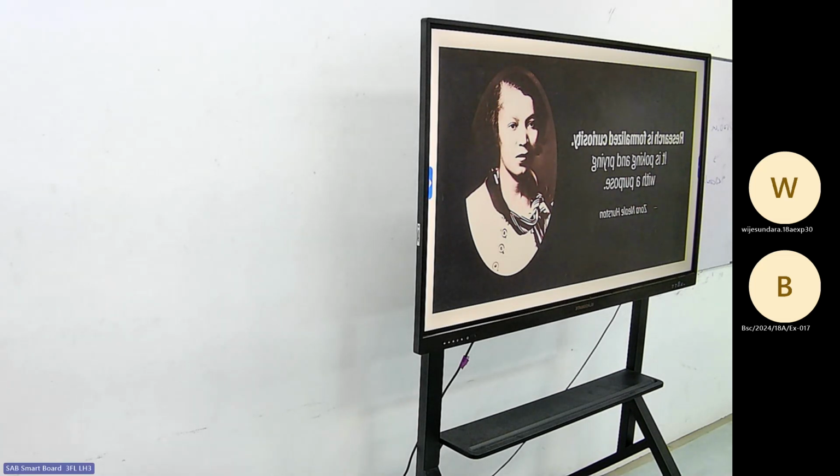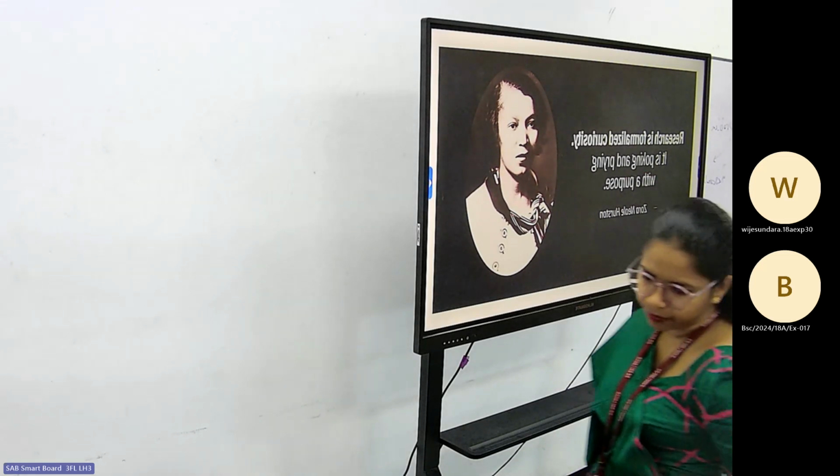What is your idea about this one? Research is formalized curiosity, right? Purposeful play. Purpose, what do you mean by a purpose?